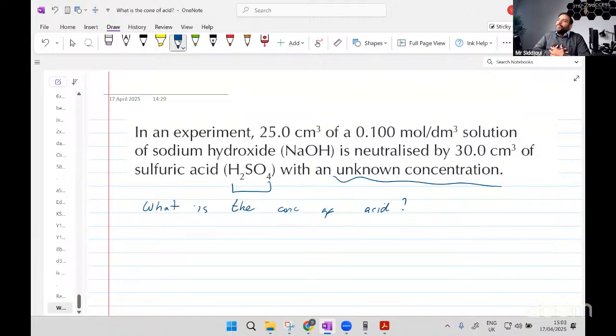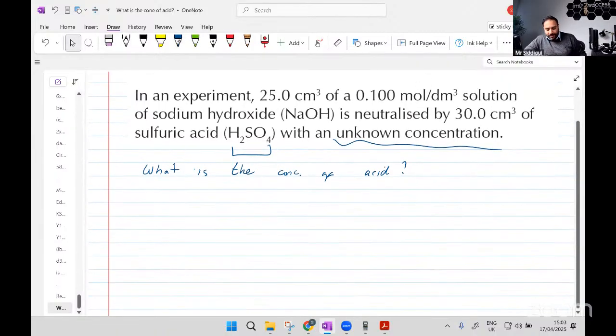Now, look, when I do these questions, I try to simplify. If you have a mock, just so you know, then you must know what the topics are on the mock. If you don't, then I can't help you. What is the concentration of the acid used?